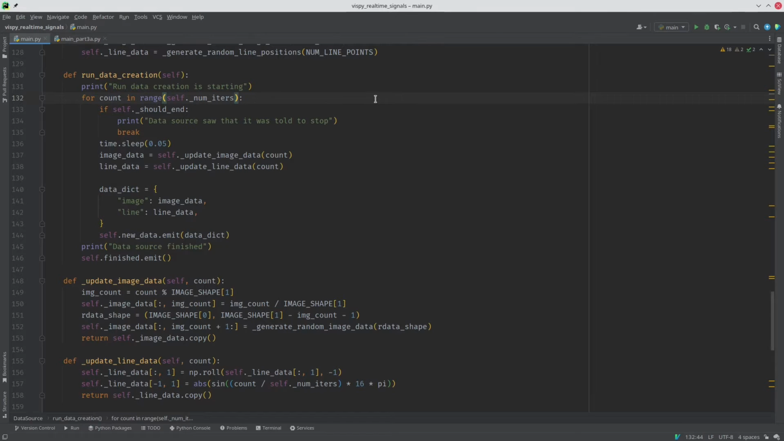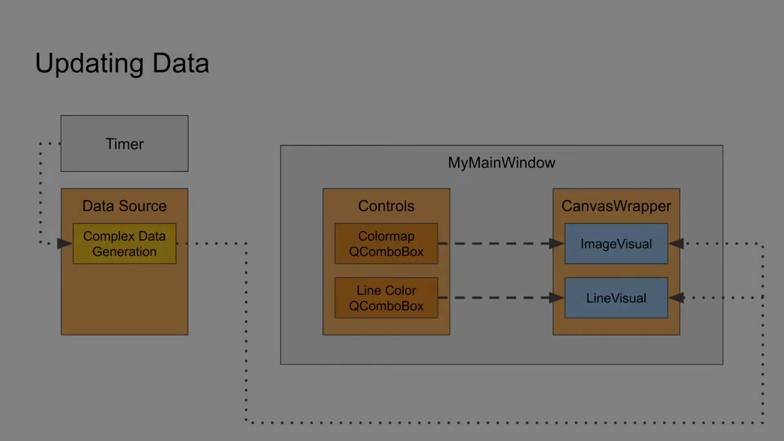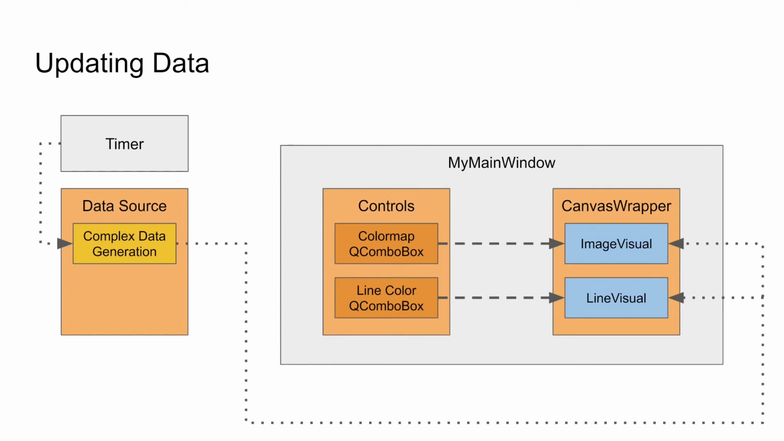Let's look at some diagrams to see what this looks like. So this is what our diagram looked like for part 3. We had an external timer object and it was asking a data source to update every interval seconds. That data generation would run a single iteration, generating new NumPy arrays and emitting a signal with that new data for the visualization to get updated.